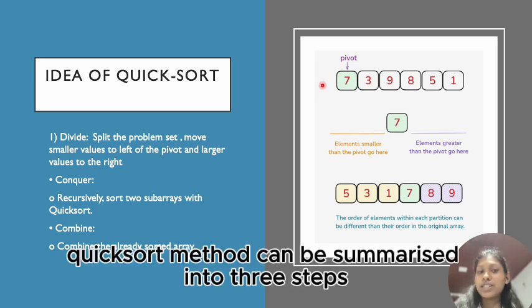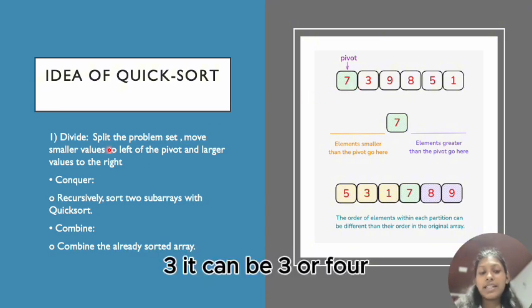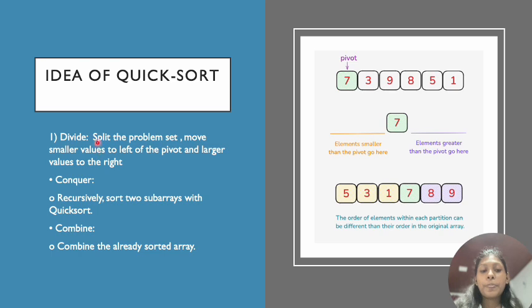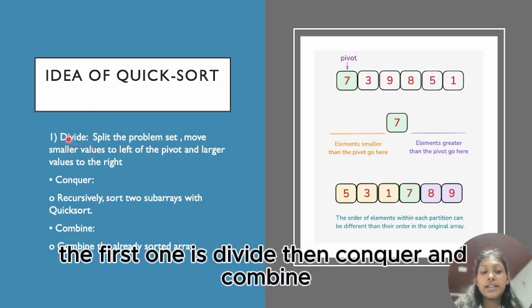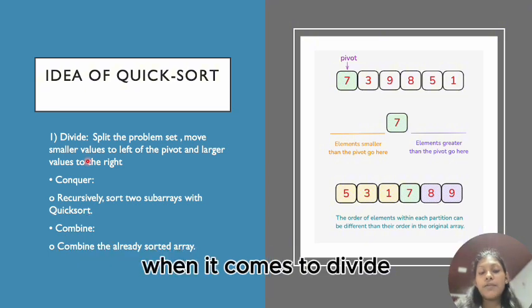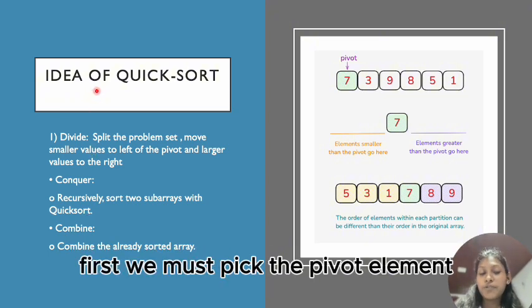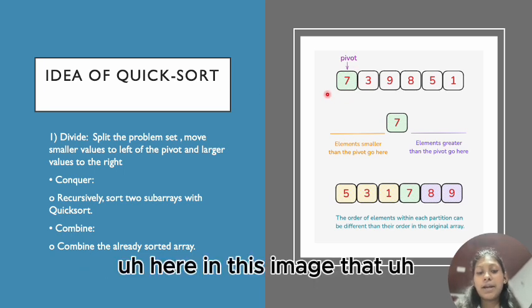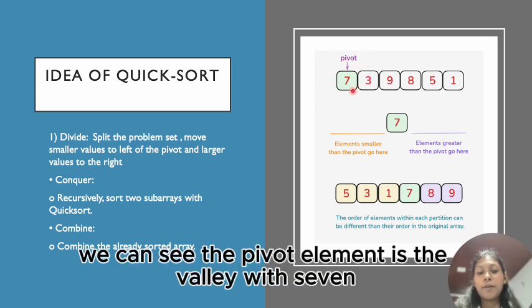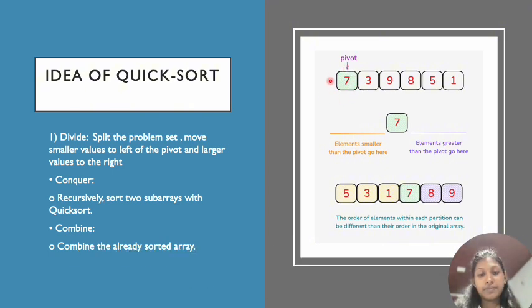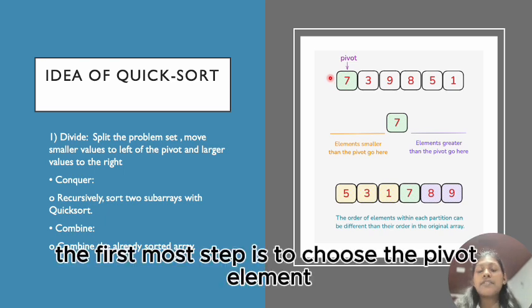As a result, the quicksort method can be summarized into 3 steps. Mainly there are 3 steps: the first one is divide, then conquer and combine. When it comes to divide, first we must pick the pivot element. Here in this image, the pivot element is the value 7. The first step is to choose the pivot element.